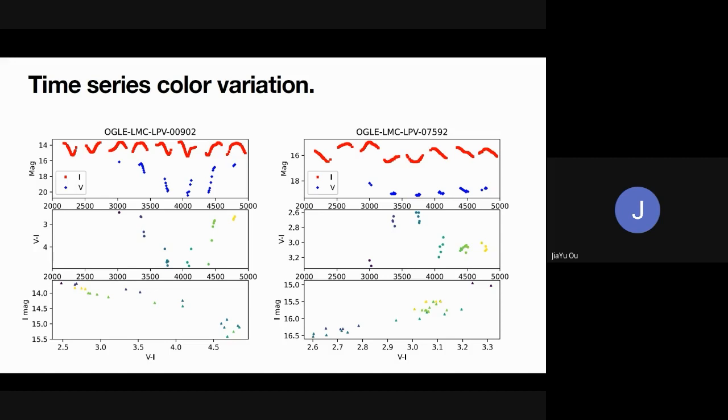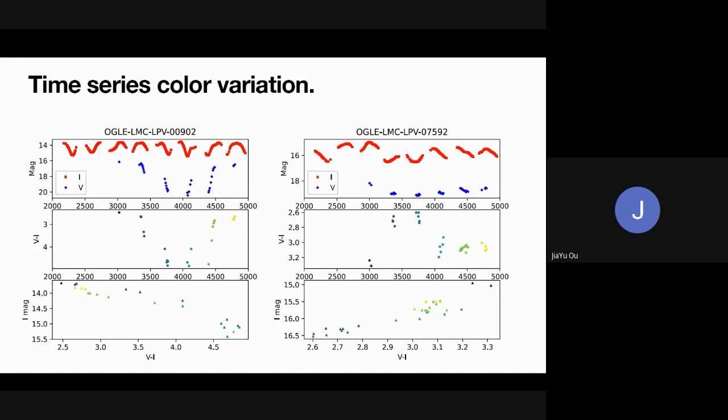But in the non-regular Mira, on the right hand side, the general light curve goes down, so we can see the general light curve is darker and fainter, but its color is bluer. When its brightness goes up, its color goes red.